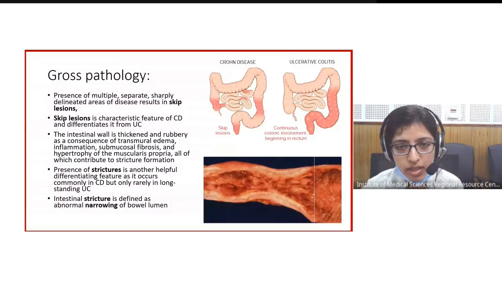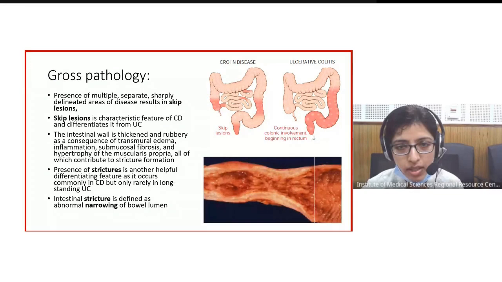There are multiple sites of involvement in Crohn's disease. You see, these are the multiple areas, and they are sharply delineated. In between these two affected regions, whatever segment of colon is there, it is unaffected. Here again, this one is unaffected. This is what is called skip lesions. Skip lesions are a very characteristic feature of Crohn's disease, which is not seen in ulcerative colitis.